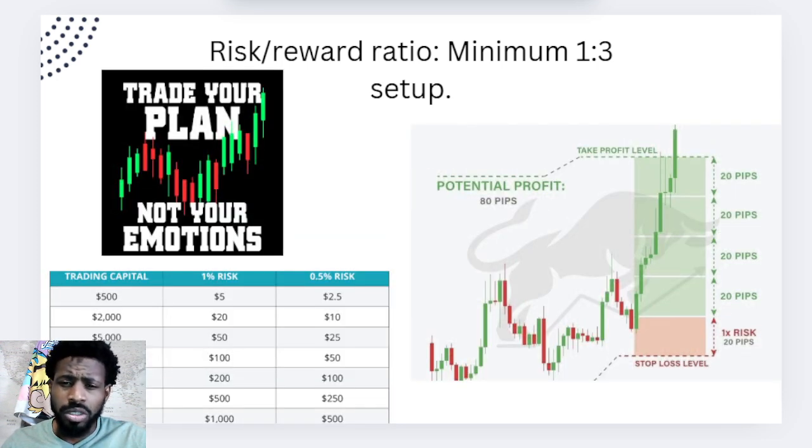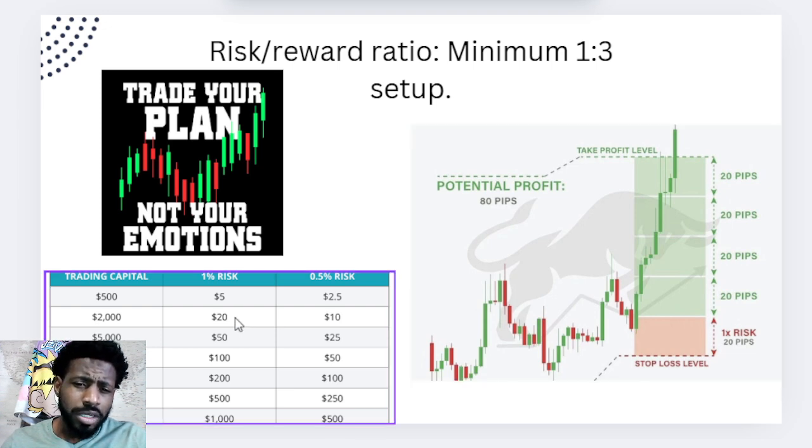Risk reward ratio 1 to 3 setup. So like I said, trade your plan, not your emotion. A lot of people enter the trade based off their emotion. They feel like it's gonna go up, they feel like it's gonna go down, not knowing what their plan is. They might have a strategy for how they enter the market, but I wouldn't call it a full strategy because they don't really have a plan. What would happen if the market goes against them? What are they risking just in case? And if they set a stop loss, what is their profit target?